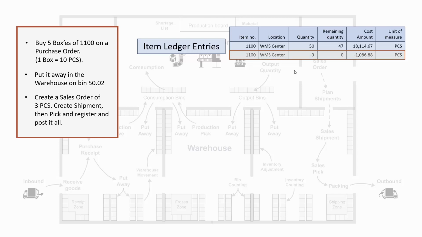Then we create a sales order, a shipment, and a pick, and we register and post all of it. It creates 1 item ledger entry of -3 pieces. So the item ledger entries would always be in base unit of measure. The quantities would always be in base unit of measure. And you can see the remaining quantity is maintained on the old item ledger entries, so item ledger entries can be modified again and again.